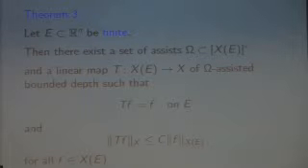Okay, so the theorem on extension is this. Suppose we have a finite set E in Rn, then there exists a set of assists and a linear map T of omega-assisted bounded depth, which does the job, which extends functions f so that Tf agrees with f on the set E where f was originally defined, and furthermore T is a bounded map from X of E to X. Okay, so our linear extension operator can be taken to have omega-assisted bounded depth.